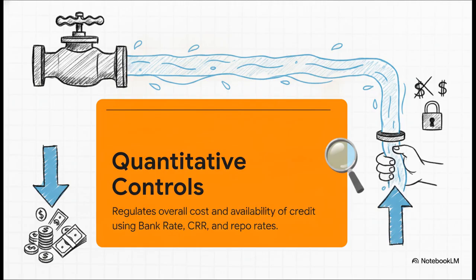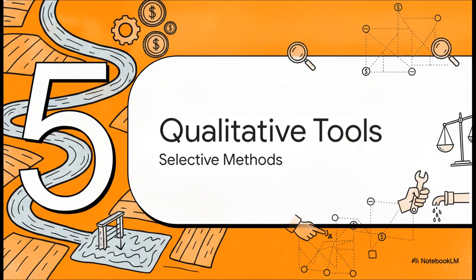On our sketch, I want you to think of these quantitative methods as the main, giant water valve for the entire country. They control the absolute volume and cost of money flowing into the economy. If they tweak the repo rate or the cash reserve ratio, they are essentially opening the main valve to flood the economy with credit or tightening it to restrict the flow entirely, without any discrimination whatsoever as to where that water actually goes. And that leads us to our final section, part 5, qualitative tools for directing that flow.